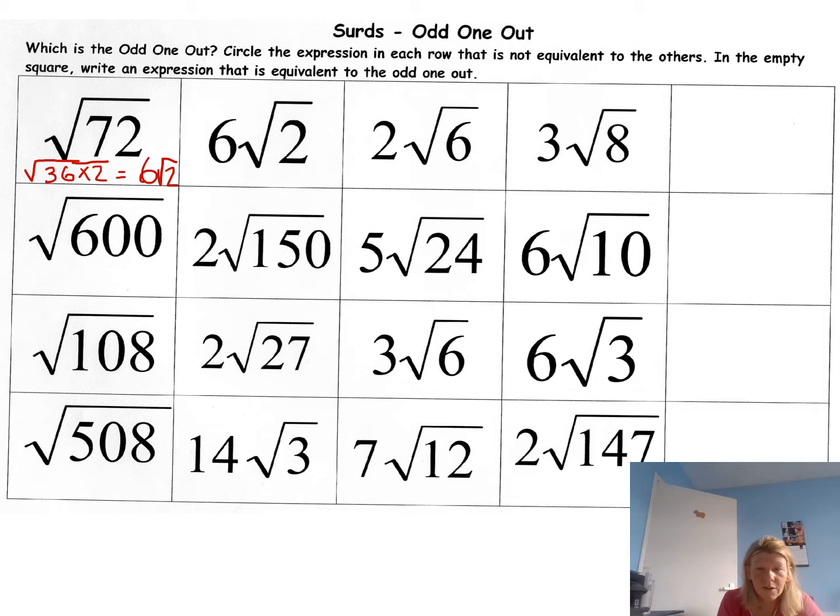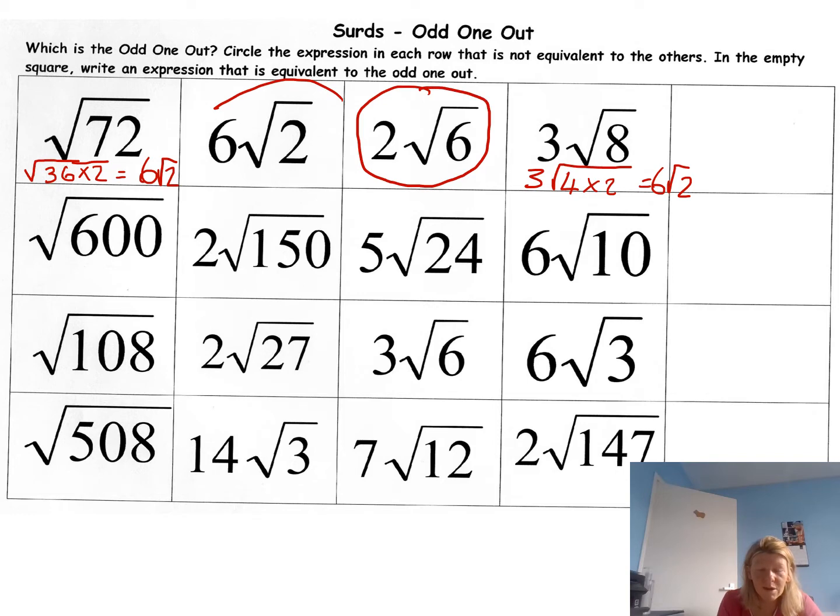And then you have to change that one. If you think what square number goes into there, well, it's 4. So it's 4 times 2. Root that's 2 times 3 is 6. So that's 6 root 2. So obviously the odd one out then is this thing. Oops, no, it's not. It's this one. So that's the one we're circling. And in here, write an equivalent to that.